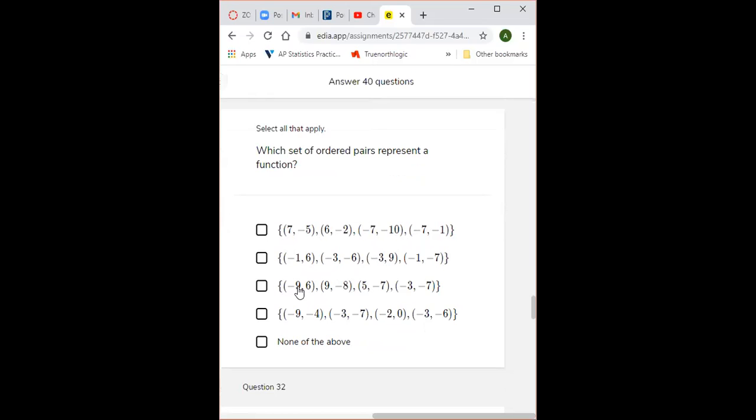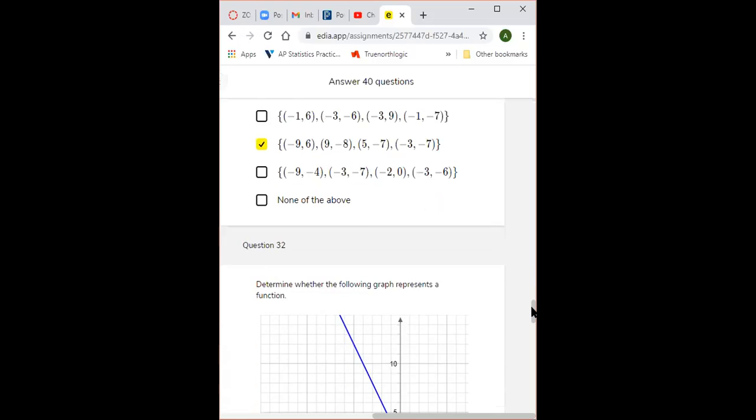On the next one, we have -9, +9, 5, and -3. None of those numbers are the same. So that one will be your answer. If we look at the last one, -3 is repeated. So we want the one that has no x's repeated. We don't care about the y's. It's real simple. Okay. Don't make it more complicated than it is.